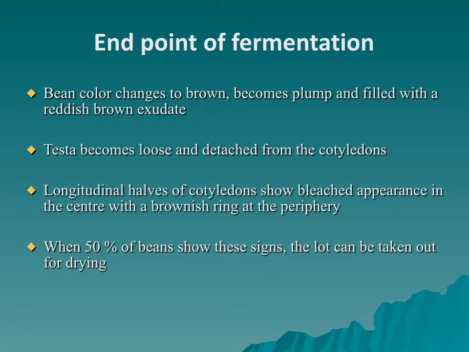Coming to the end point of fermentation, bean color changes to brown, becomes plump and filled with reddish brown exudate. Testa becomes loose, that is, the outer covering of the bean becomes loose and detached from the cotyledons. Longitudinal halves of cotyledons show a bleached appearance in the center with a brownish ring at the periphery. When 50% of the beans show these signs, the lot of beans can be taken out for the drying process.